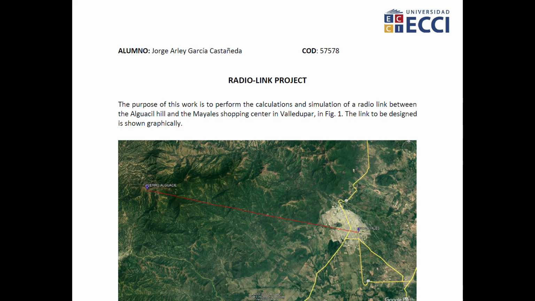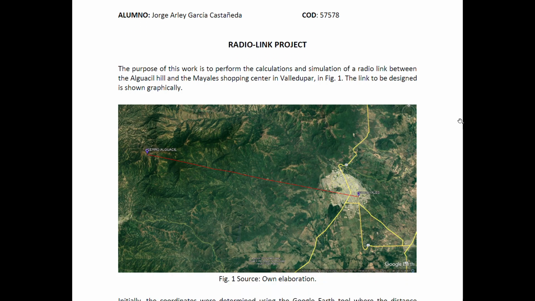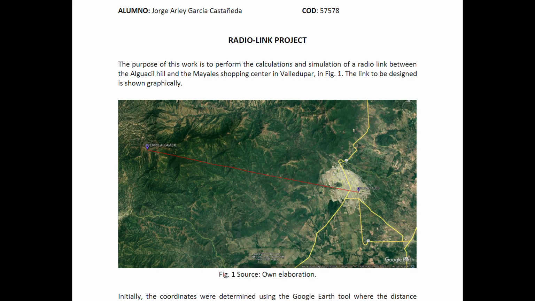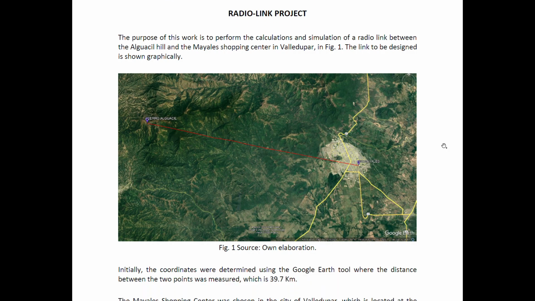This project consists of a radio link between one location in a city and the other location on a hill. For my project, I have been assigned the Alguacil Hill, or in Spanish Cerro Alguacil, and the city of Valledupar. So I chose the Mayales shopping center that is located in Valledupar, and we can see it in the map here. And this is Cerro Alguacil.